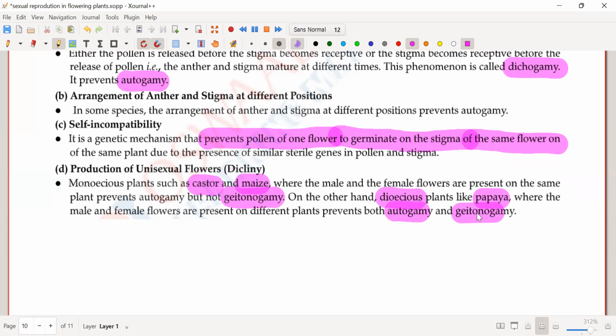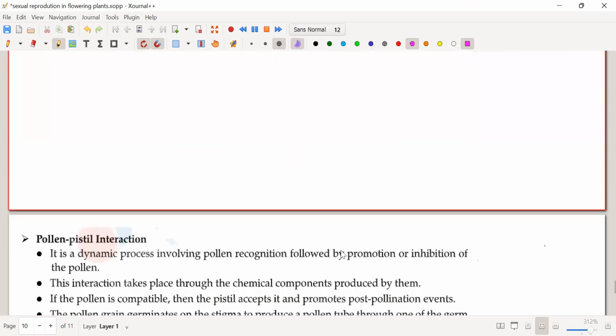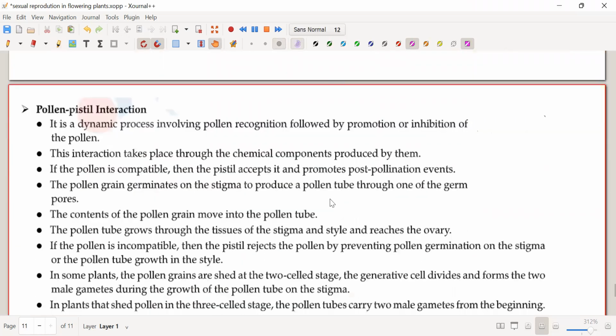Different male flowers would be in a different plant, another plant of papaya, the male plant, and female flowers would be in another plant. That is dioecious. Monoecious: the same plant would be having both male and female flowers. Bisexual flowers: the same flower would be having both male and female.